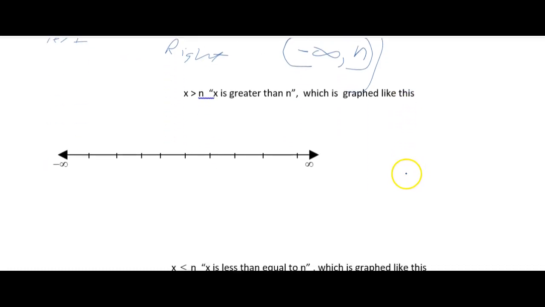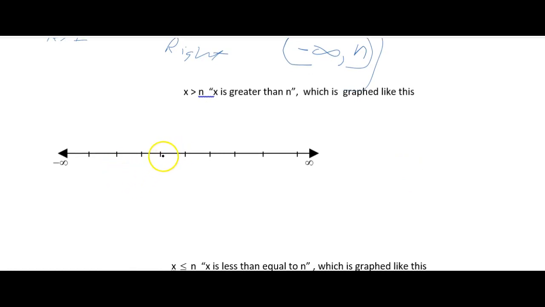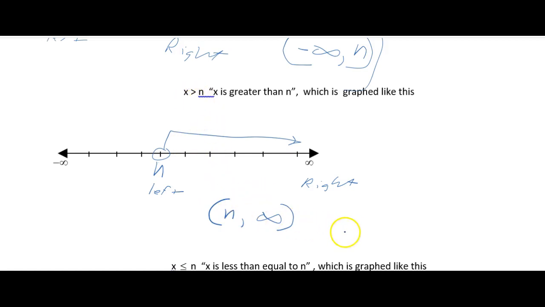So similarly, x is greater than n. So if this is my number n, remember we would use an open circle, and we would go in that direction. And you can see now n is on the left end of the interval, and the right end is infinity. So I do not have the left included, so that's n, comma, infinity. Infinity is never included, so both round parentheses because there's no equal sign in my inequality.